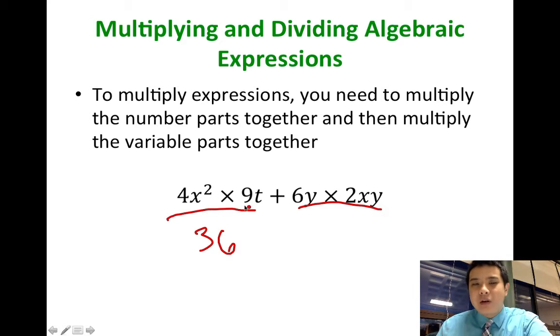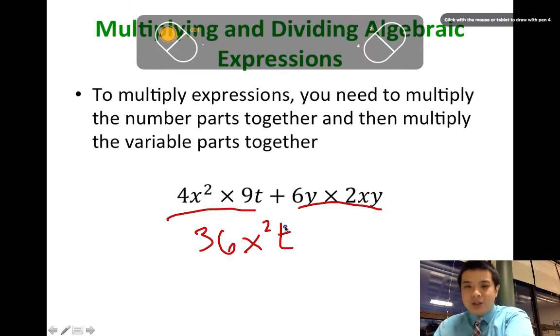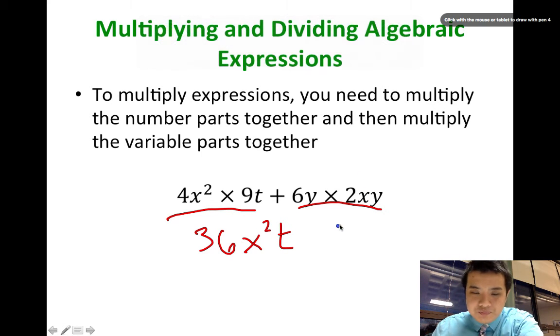Then we take the variable parts. We have x squared right here and t right here. They are not the same, so we can't multiply them together and combine them. But what we can do is put them right next to each other. So we have x squared times t. We do the same thing for the other side.